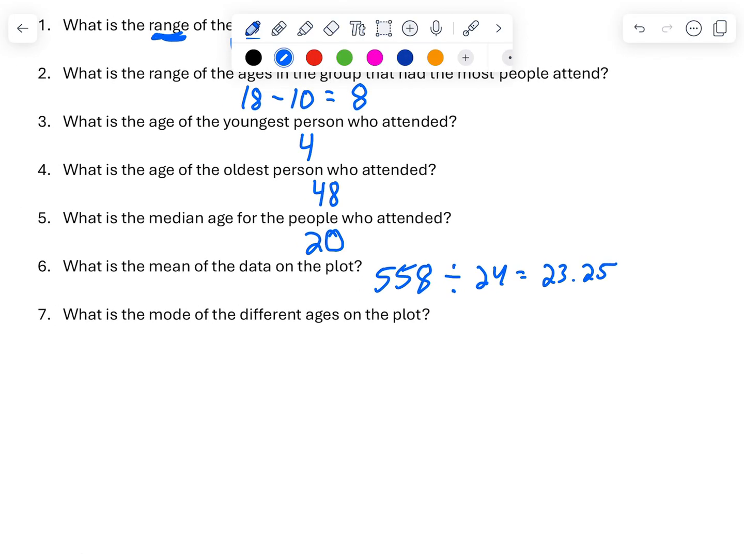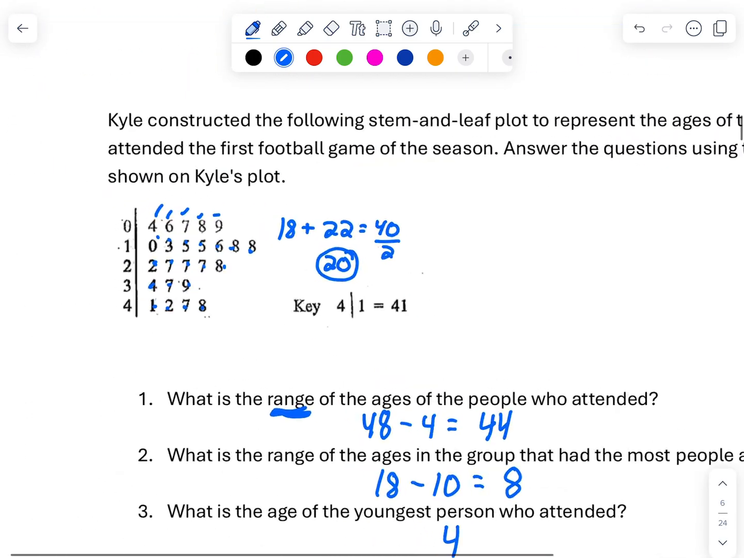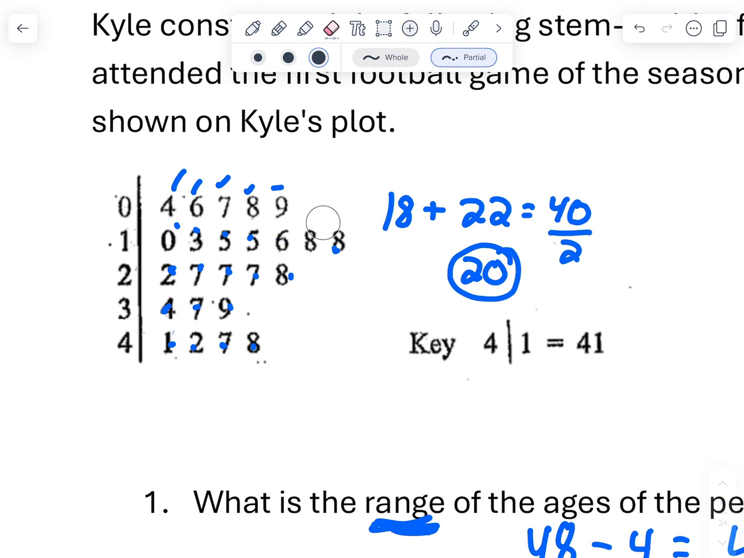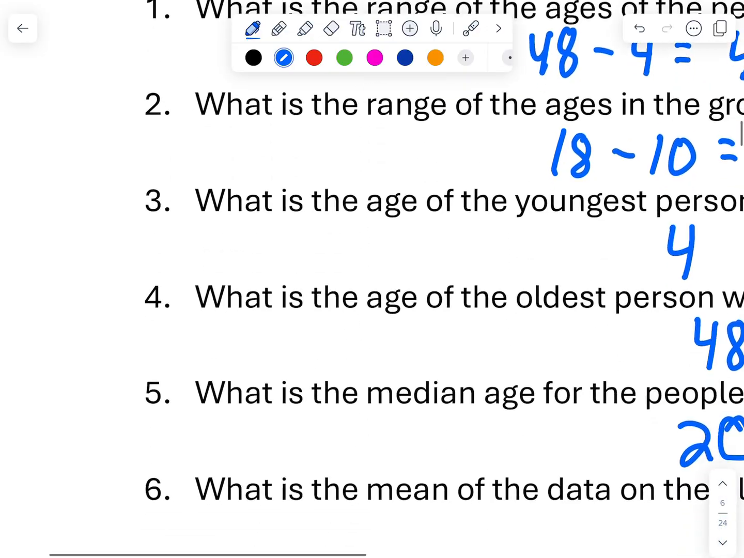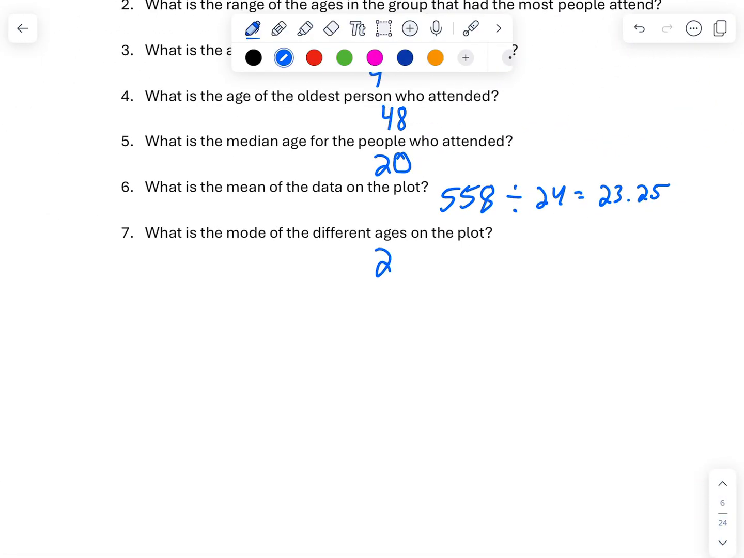And lastly, it says, what is the mode of the different ages on the plot? So if we go to the plot, we want the number that appears the most often. So it looks like these 3. I don't see any other leaves with 3. And don't forget your 2 in front. So it looks like 27 would be the mode. I don't see any other 3s. So the mode is 27.